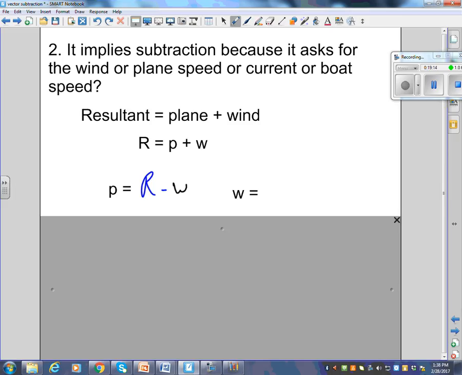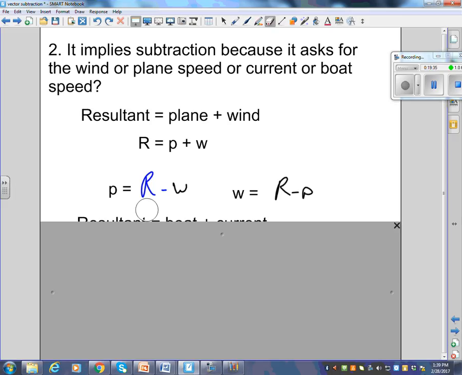If I have to ask you for the wind speed, which happens from time to time, doesn't happen so much in real life, but in the land of physics it does. So if I'm solving for W, I'm going to take the P to the other side, and it's going to become something like that. Now, how do you do this again? R, let me put it in blue again. R, not minus, but plus minus W, right? R add minus wind. Take the wind speed and flip it, add it.